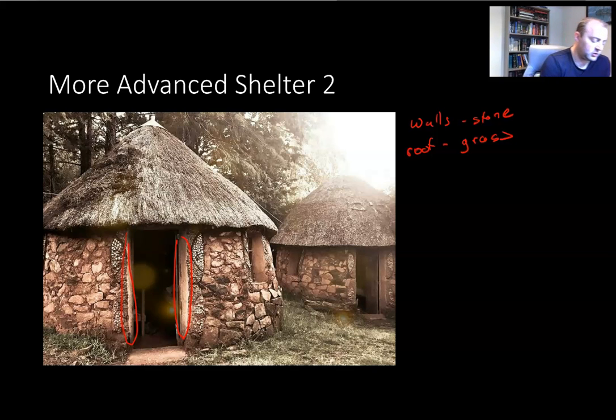But again, we do have this combination and this divergence in materials to use, stone for the walls, grass for the roof. Also note that the roof is sloped.